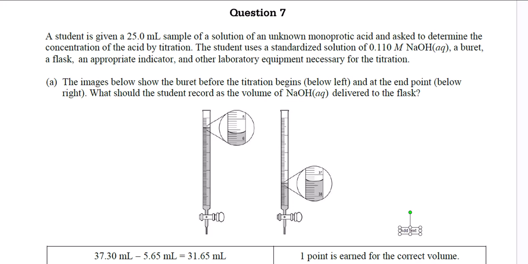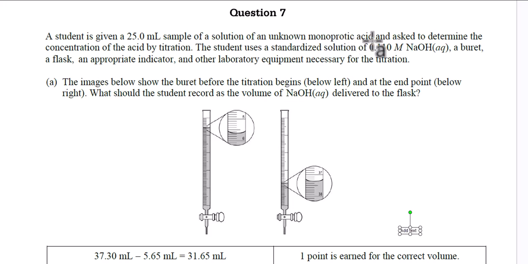Oh, question number 7. This is one of the last set of questions. 4, 5, 6, and 7 are worth 4 points each. Okay, we've got a titration and we've got a burette with 2 readings. Now I'm going to read this, and it says we have 25 mLs of an unknown monoprotic acid. So we have 25 mLs of acid.